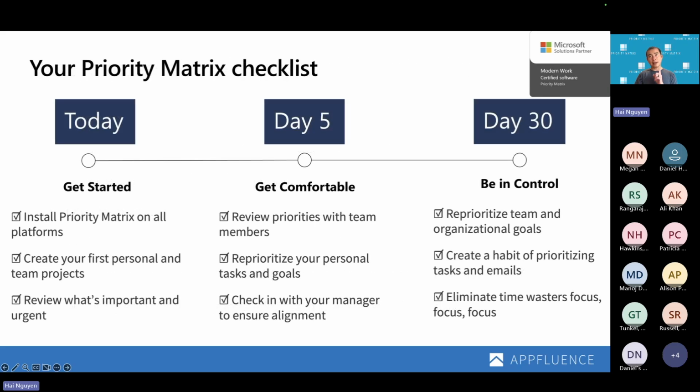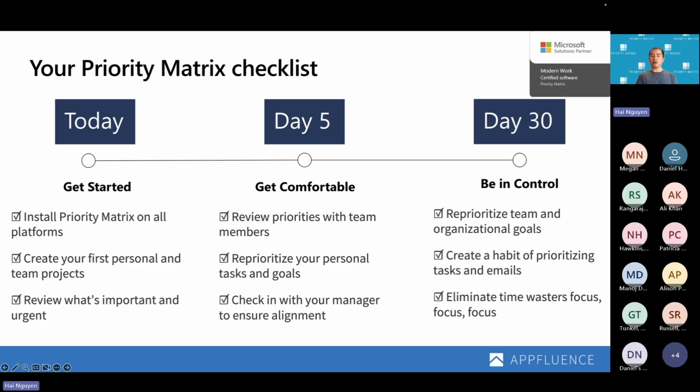Now let's go back to that checklist that we talked about at the very beginning. Make sure today, install Matrix, create your first personal and team projects, review what's important and urgent for you. And then within a week, make sure that you're reviewing your priorities with other team members. Reprioritize your personal goals and tasks. Again, be very transparent with yourself. This is you, right? This is about how you spend your time. And then check in with your manager.